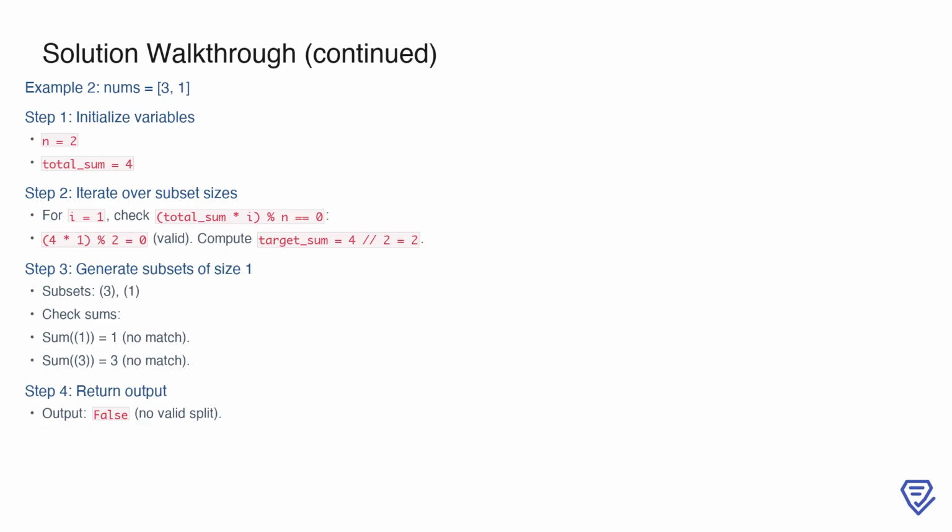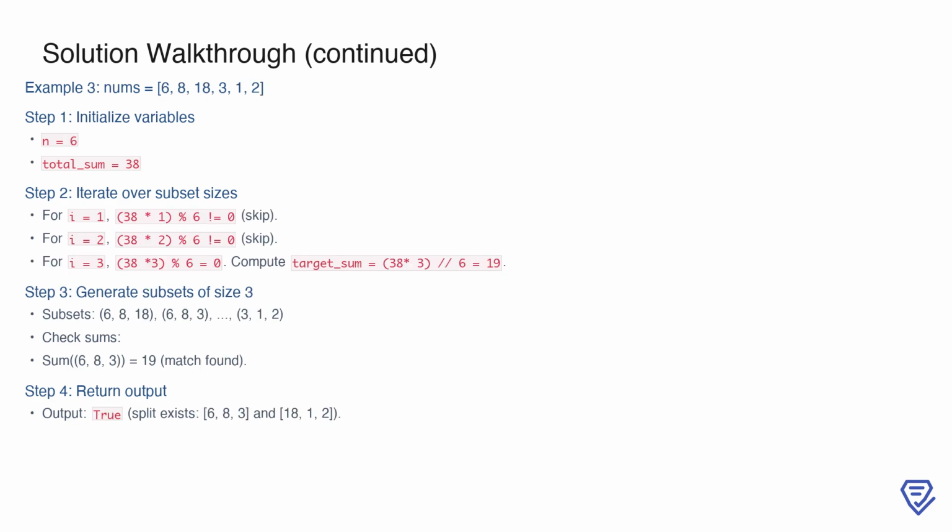Now, we generate all subsets of size 1, which are simply the individual elements of the array, 3 and 1. Checking the sum of each subset, we find that the subset [1] has a sum of 1, which does not match the target sum, and the subset [3] has a sum of 3, which also does not match. Since no subset satisfies the condition, we conclude that it is not possible to split this array into two parts with the same average. Therefore, the output in this case is false.